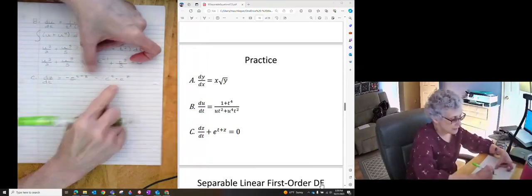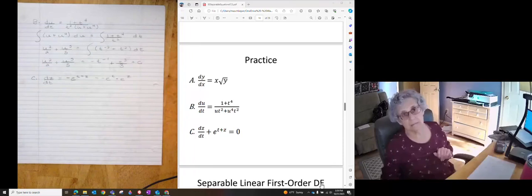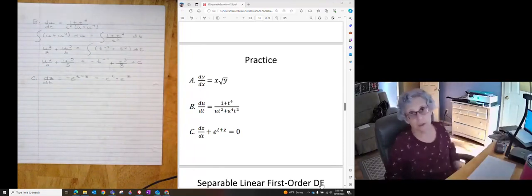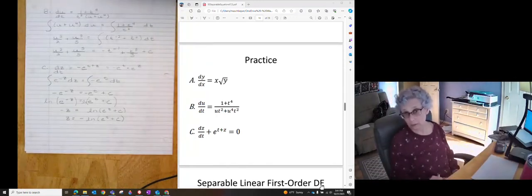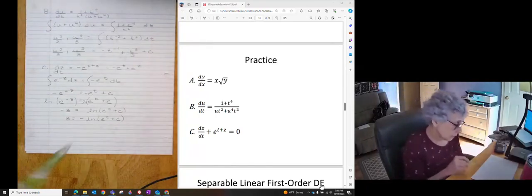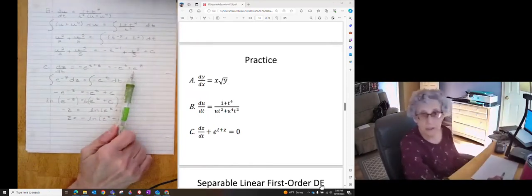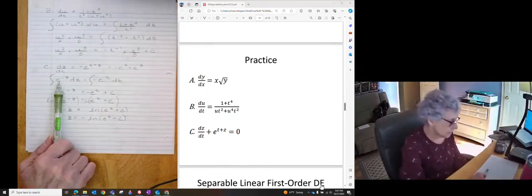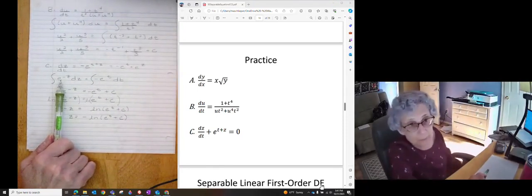Because e to the t plus z is e to the t times e to the z. So now you have something you can separate, so go forth and solve. How'd that one go? So, once we got to this, we were able to multiply both sides by e to the negative z power.